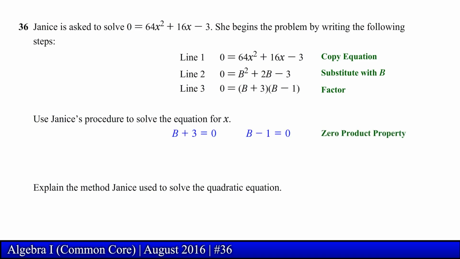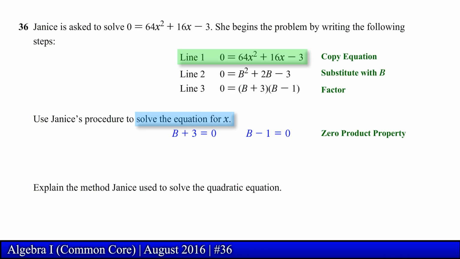In this case, we set the quantity b plus 3 equal to 0 and the quantity b minus 1 equal to 0. We then solve for b in both of these linear equations. Doing that, we obtain the following. Notice that the problem is asking us to solve for x and not b. We need to replace the variable b with an expression in terms of x.